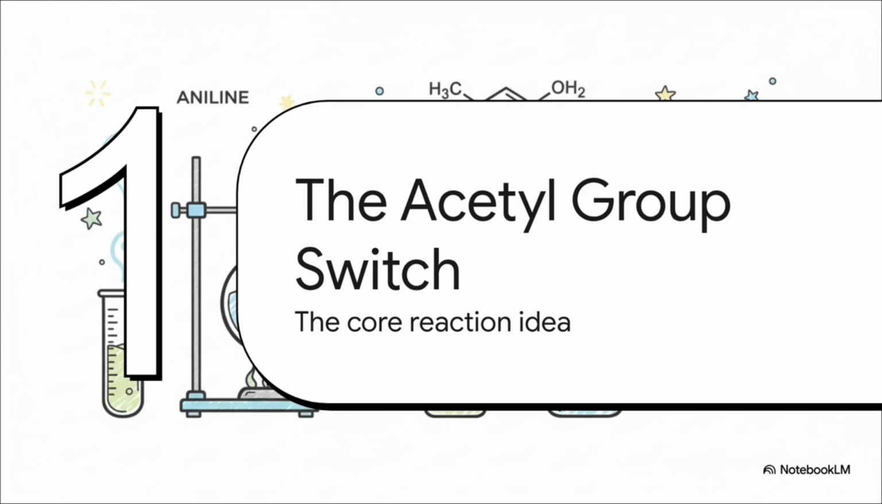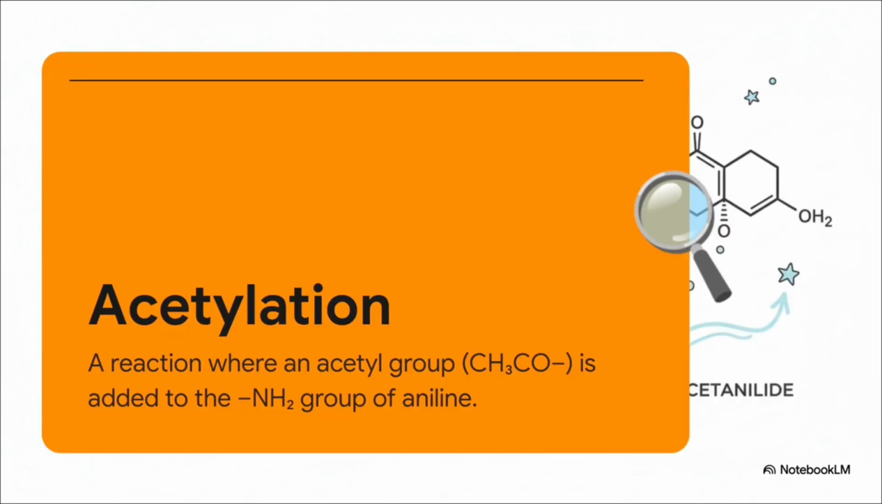Okay, now for the really cool part. What's the big idea here? How does this actually work? Well, it all comes down to a really clever and powerful chemical switch. The magic word for this whole process is acetylation. That's the key. It's kind of like we're doing a performance upgrade on our molecule. We're adding this new part, called an acetyl group, right onto the nitrogen atom of the aniline.